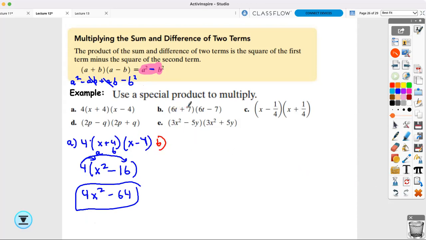B. 6t plus 7, 6t minus 7. So right there, we know 6t is a and b is 7. Y'all can agree with me on that? So remember, it's a squared minus b squared, so it'll be parentheses 6t squared minus parentheses 7 squared. Y'all agree with that? So 6t squared is 6t times 6t, which is 36t squared. 7 squared is 7 times 7, which is just 49. And we're done.